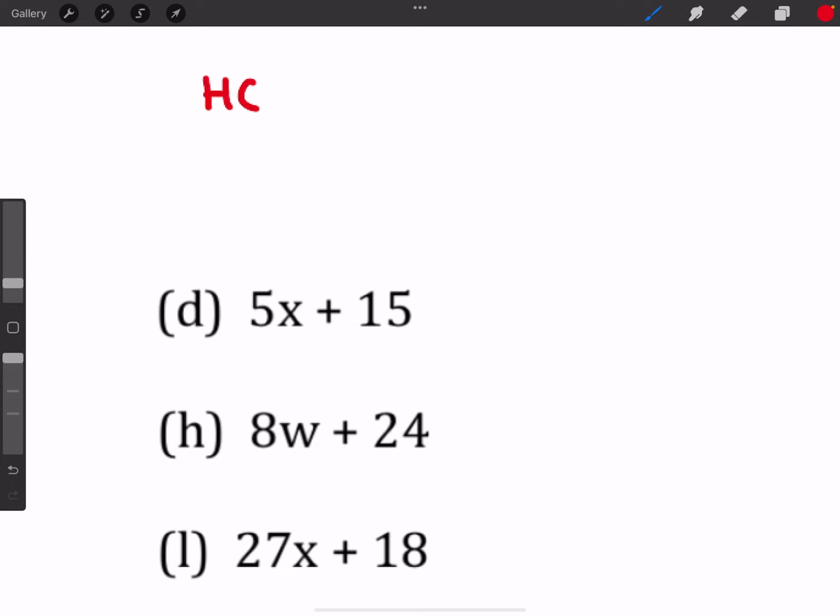So the highest common factor. What we do is we look at the numbers first. You got 15 and 5, and the highest common factor for 15 and 5 is just 5, because both of these numbers can be divided by 5. And let's look at the letters. Well, you only got x here and there's nothing here, so there's no highest common factor for the letters. So we just take out the 5.